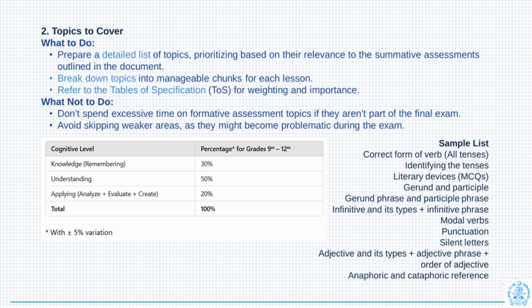The table of specifications provided in the assessment framework is a critical tool. It outlines the weighting and the importance of each topic based on cognitive levels: knowledge, understanding, and application. This ensures your focus aligns with the assessment requirements. Just know that you cannot work on application until you have knowledge and understanding completely covered. If you are unable to do that, do not move to application because you need knowledge and understanding for it.